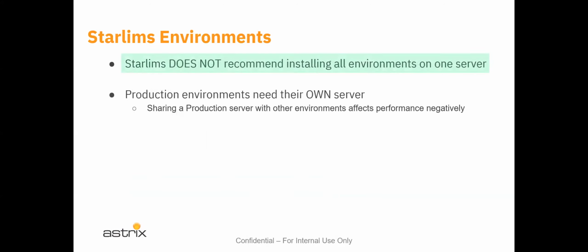So STARLIMS does not recommend installing all of the environments on one server. Theoretically, you could. You could have one Microsoft Windows server with Internet Information Services installed on it, and 4 specific pools installed on that one machine, each handling its own application server. But that's not recommended at all. Obviously, it would just bog down the machine. And production environments, even if you go through virtual, they want you to have production environments be on their own machine, their own server.